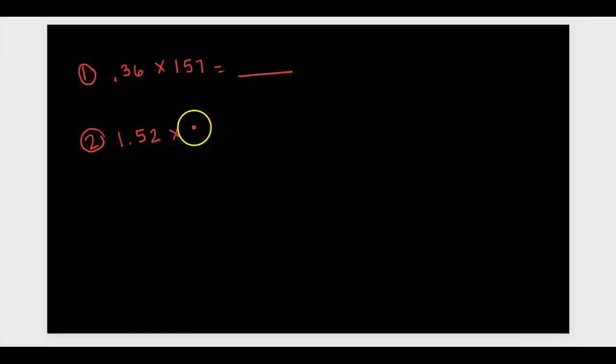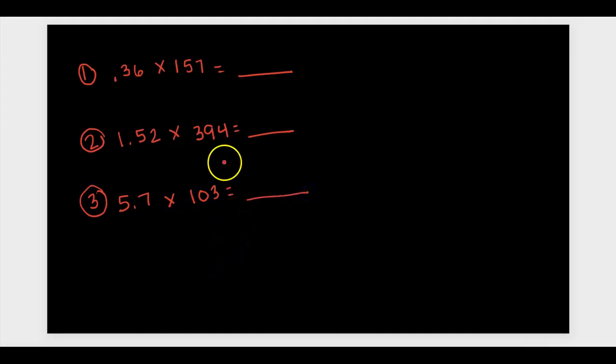So, here are some examples for you to try at home. Pause the video when you see them, then you can unpause the video to check your answer. So, estimate 0.36 times 157. Second example, 1.52 times 394. And the third example, 5.7 times 103. Pause the video, attempt to do these extra problems, and then unpause it to get your correct answer.